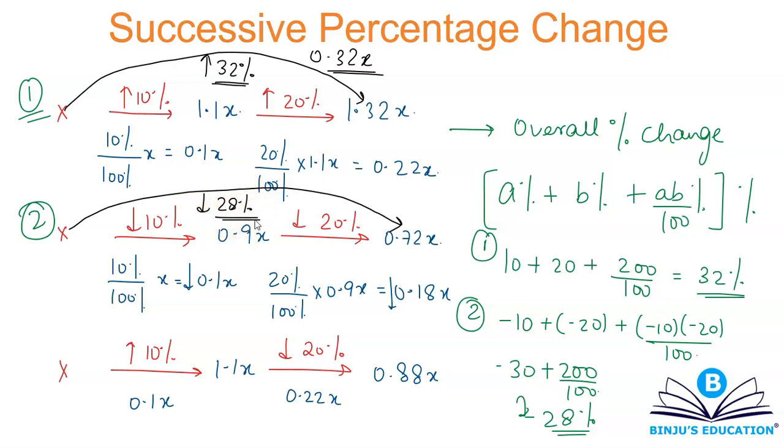So if x is decreasing by 28%, then what is 28% of x? That is 0.28x. 28 by 100 times x, that is 0.28x. So you are decreasing x by 0.28x, then it will automatically become 0.72x.